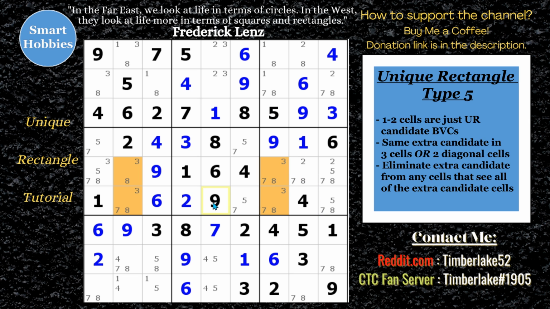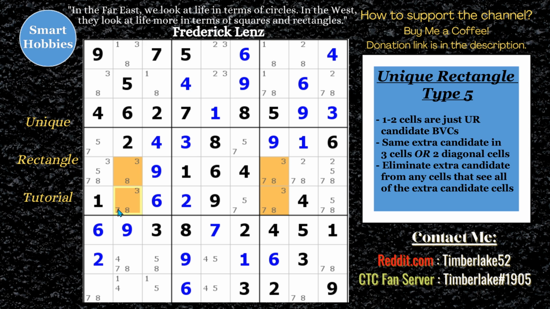Got it? So with a type 5, you either have it in 3 cells like we have right here, or you have it in 2 diagonal cells. So if the 7 was just in those 2 spots, that would also be a type 5. If it's in 3 cells, it's a type 5. But if it was just these 2, that's a type 2, right?